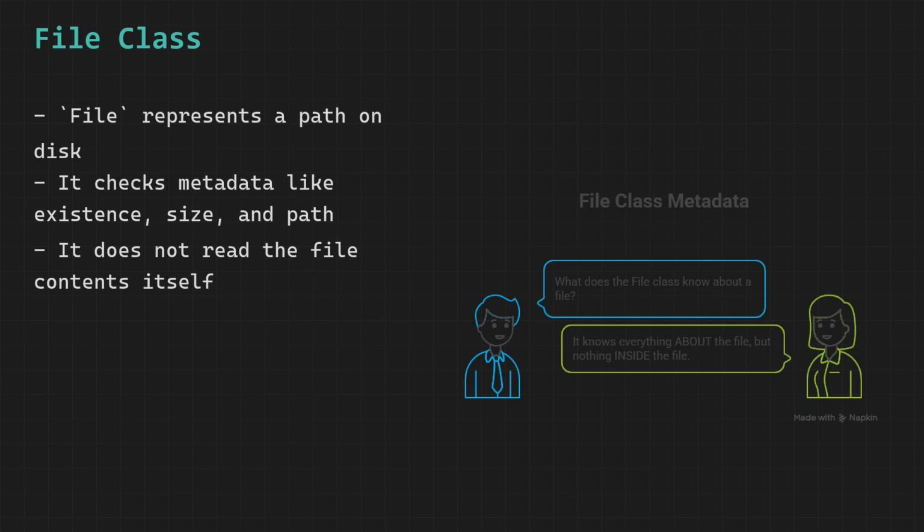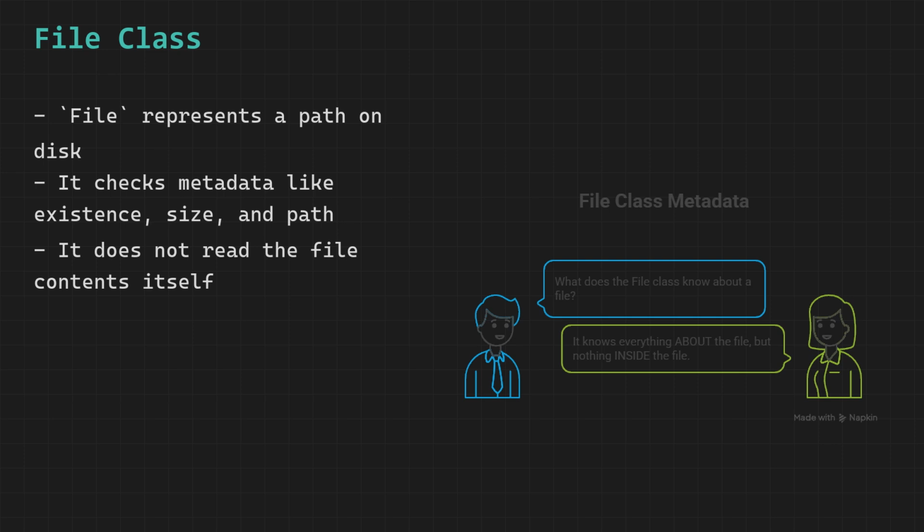Before we can read or write any data, we first need to find the file on our computer. In Java, we use the File class for this. Think of the File class like a pointer or a label. It tells Java where a file is located on your hard drive, how big it is, and whether or not it even exists at that path.